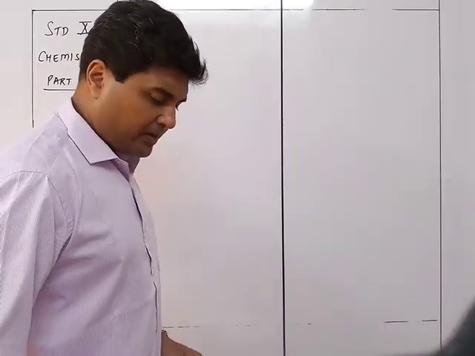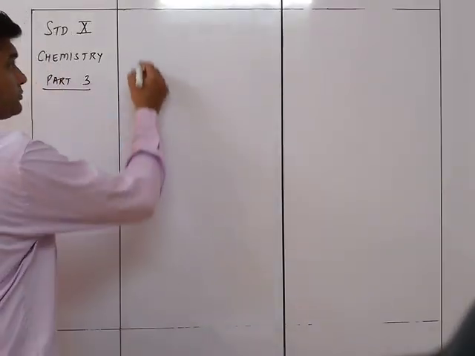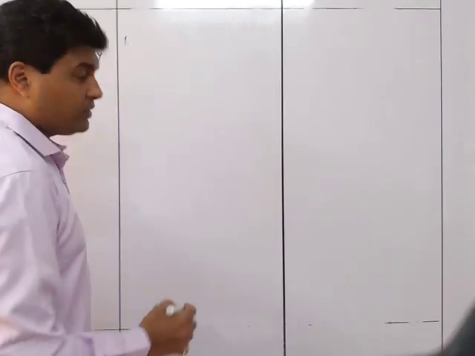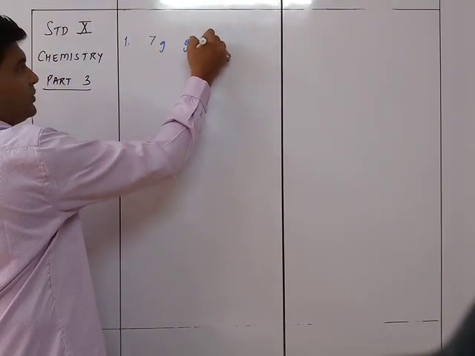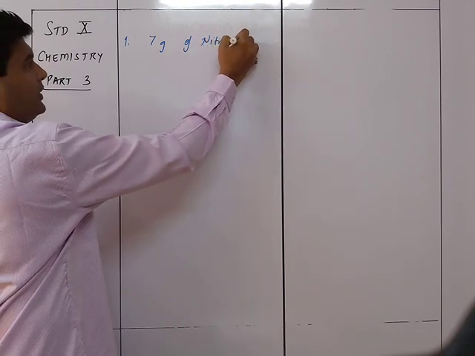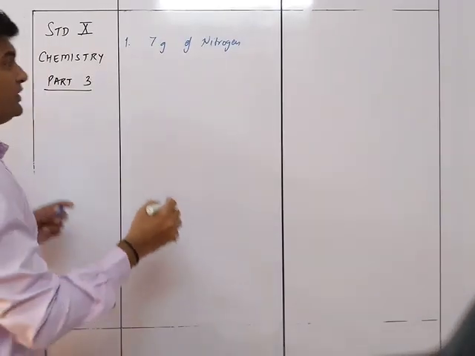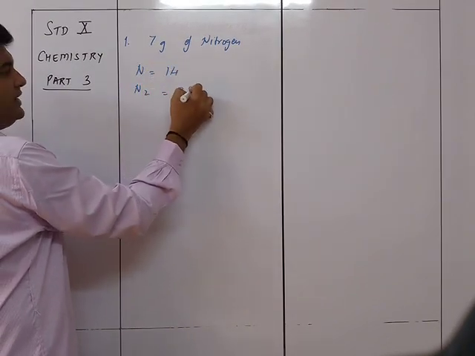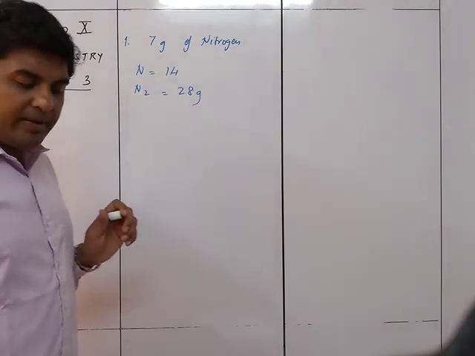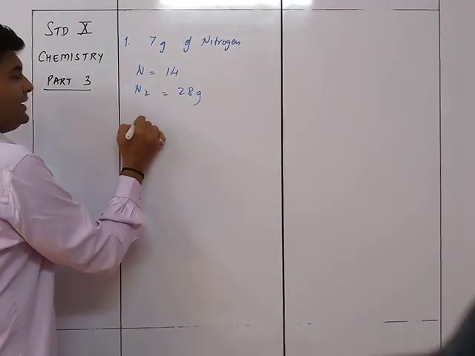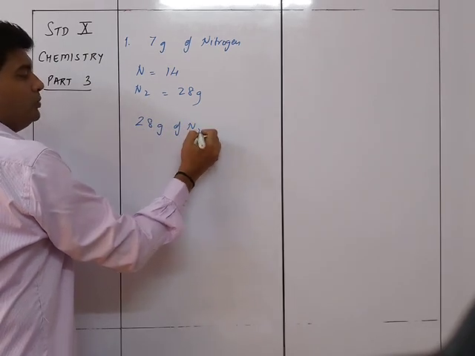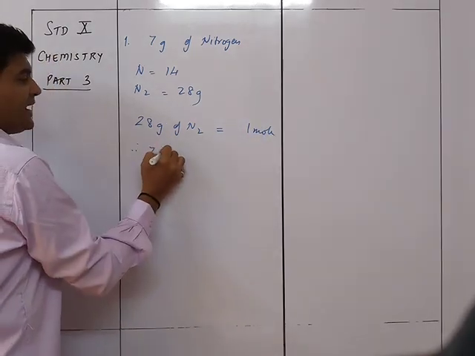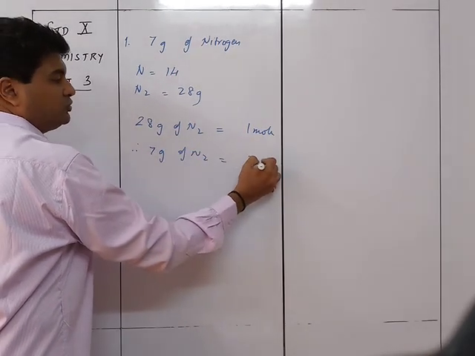Let's see one example over here. The first example is: calculate the number of moles in 7 grams of nitrogen. So we got 7 grams of nitrogen, and you need to know what is the number of moles present in it. Now you know that N is equals to 14, so N2 is equals to 28 grams. So we know that GMM is 28 grams. So 28 grams of N2 is equals to 1 mole. Therefore 7 grams of N2 is equals to X mole.